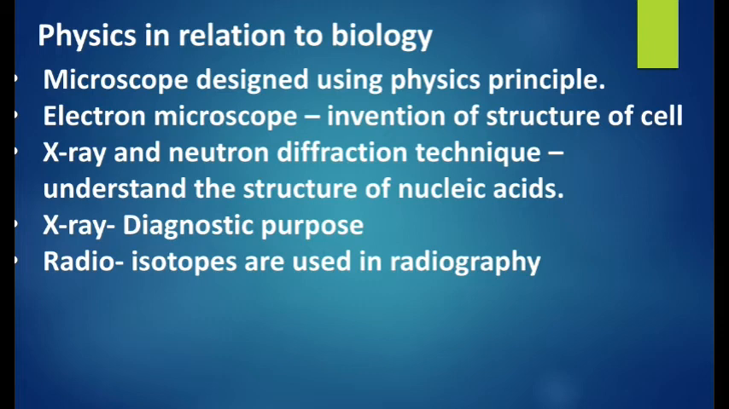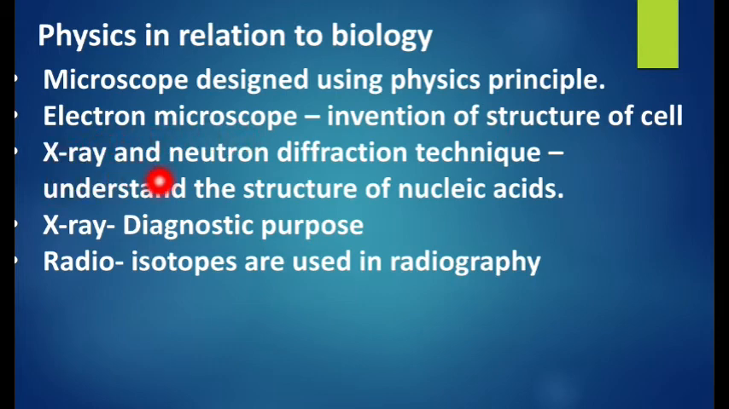A very important microscope is the electron microscope. The principle of the electron microscope is the wave nature of electrons. Just note it in your textbook. It helps in discovering the structure of the cell. In biology, we discover the structure of cells with the help of the electron microscope.